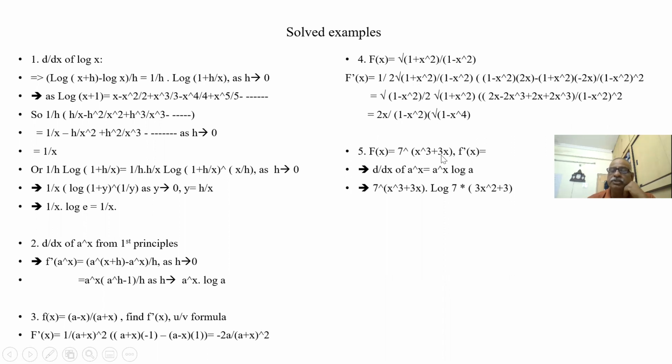A to the power of x cubed plus 3x. A to the power of x. We know a to the power of x is a to the power of x log a into du by dx. So a to the power of x cubed plus 3x into log a into what is du by dx? 3x square plus 3. So we have done it in 3 forms. A to the power of x log a into du by dx.